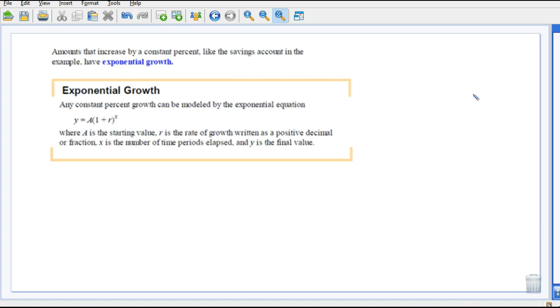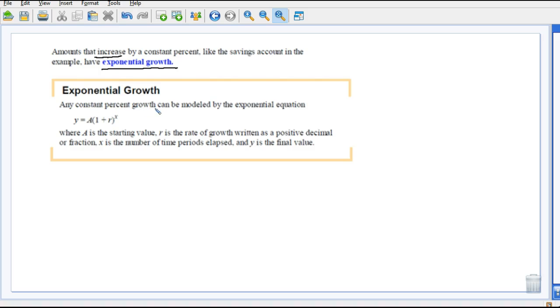Alright, so the last thing we're going to do is talk about exponential growth. Amounts that increase by a constant percent, like that savings account problem, have something called exponential growth. It's growing because it's increasing, and exponential because it's increasing by a percent, so it's not linear. It's a non-linear graph. Notice the percent is constant, not how much money you're increasing by.